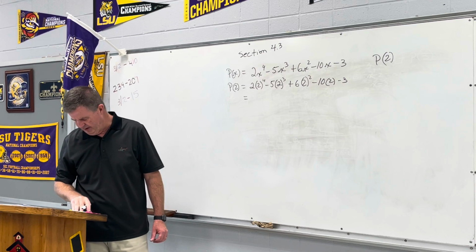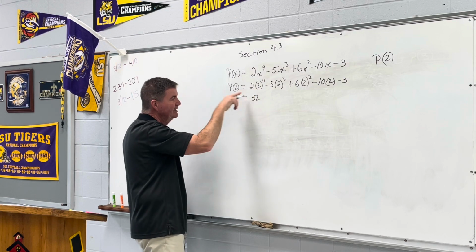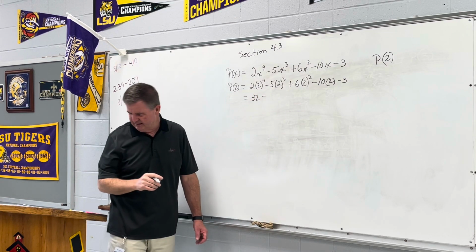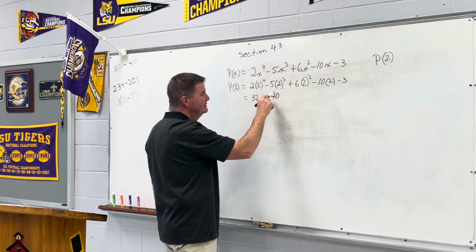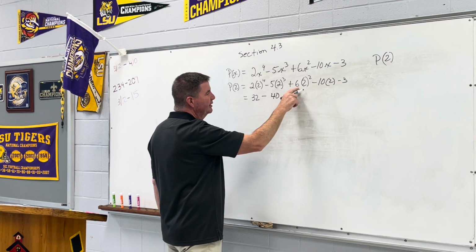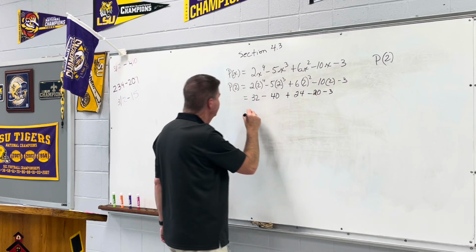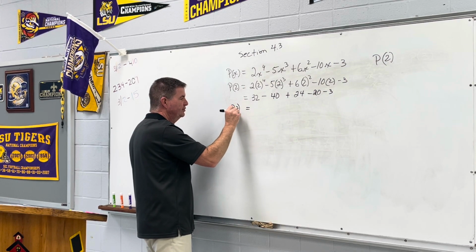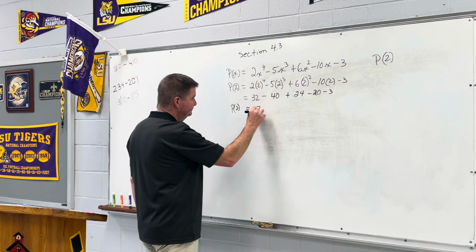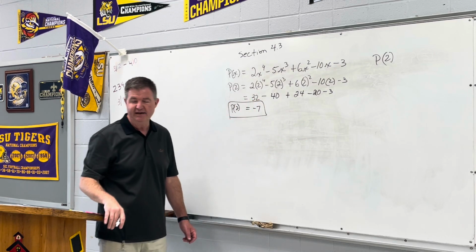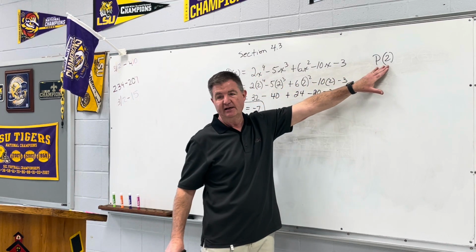And therefore we would get 32 because 2 to the fourth would be 16 times 2 is 32 minus 40. 2 to the third is 8. 8 times 5, 40. And then plus what? 24 minus 20 minus 3. So therefore, P of 2, when we combine the numbers, is going to give us negative 7. So P of 2 would be negative 7. And this is literally evaluating that function at this number.